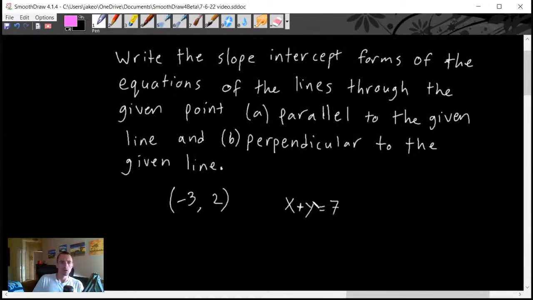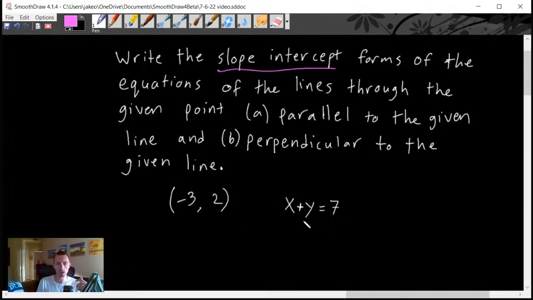Okay. Write the slope-intercept forms of the equations of the lines through the given point, parallel to the given line, and perpendicular to the given line. So this is a two-part question. It's kind of weird wording here, but basically what we need to do is find the equation of the line. It has to be given in the slope-intercept form, the equation of the line that is parallel to the given line, and the equation of the line that is perpendicular to the given line, and it has to go through this point.